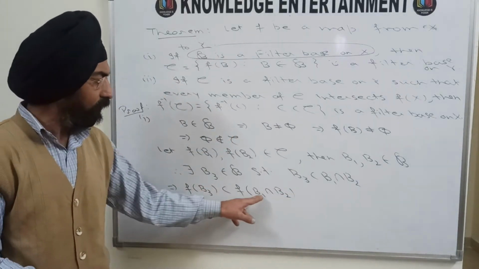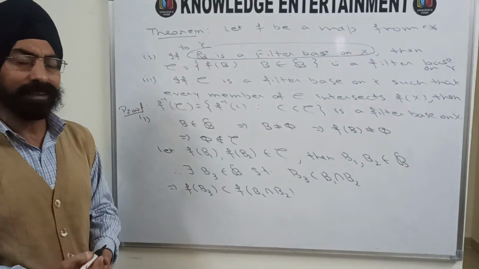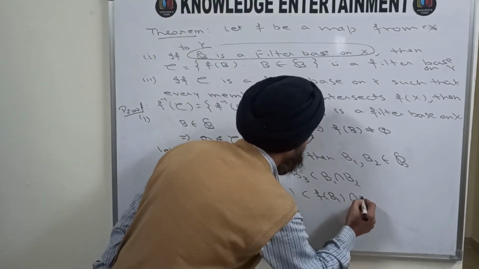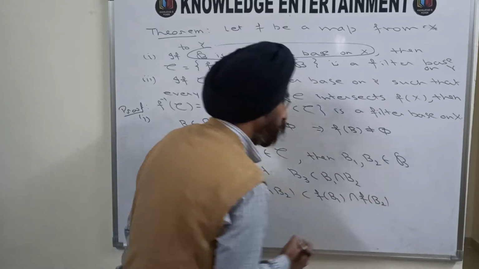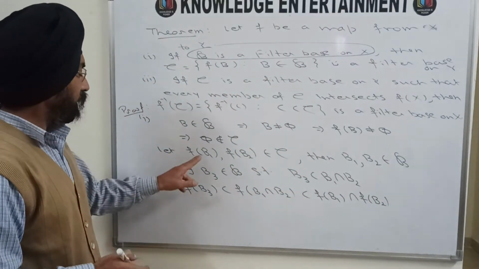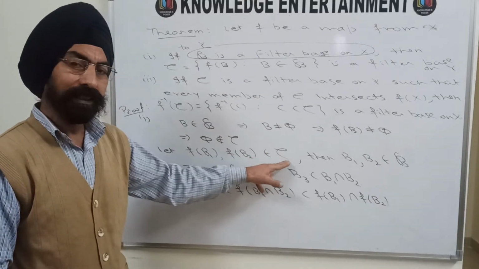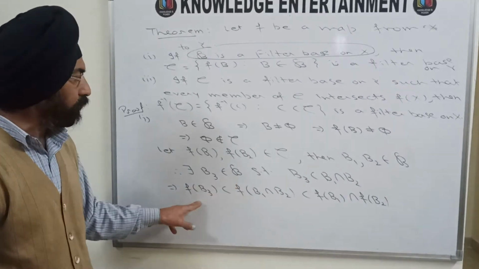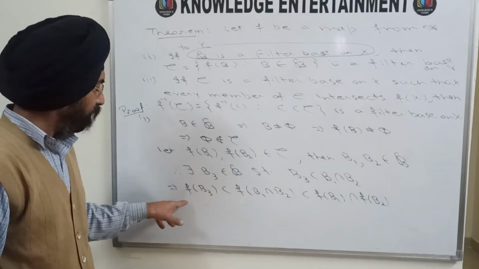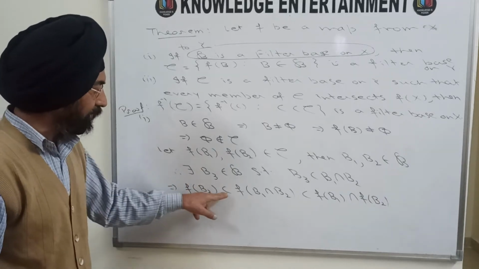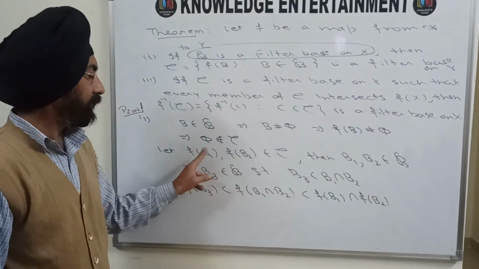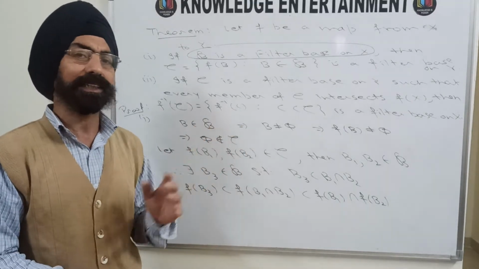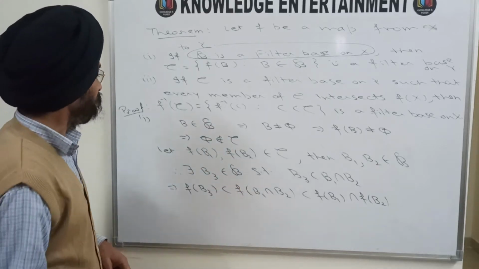But we know that F(A intersection B) is a subset of F(A) intersection F(B). So it is further a subset of F(B1) intersection F(B2). So what happens? We have taken two sets F(B1) and F(B2) from C, and there exists another set F(B3) in C, because B3 is a member of B, so F(B3) belongs to C, obviously. So there exists F(B3) in C such that F(B3) is a subset of the intersection of the earlier taken two members of C. So that satisfies the second condition for this collection C to be a filter base. So that means C is a filter base.